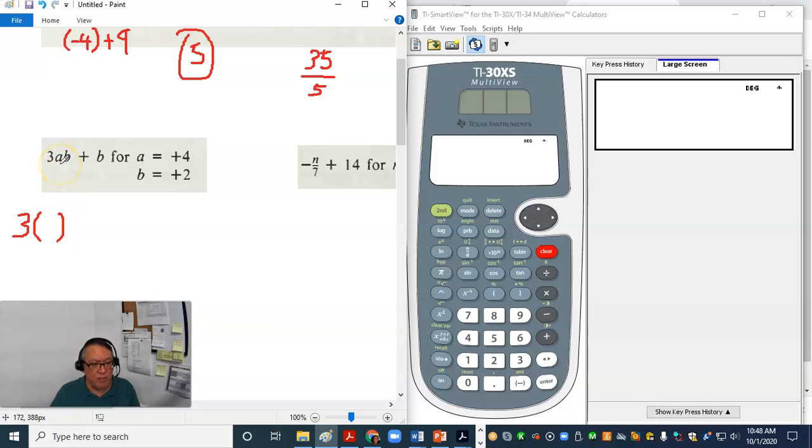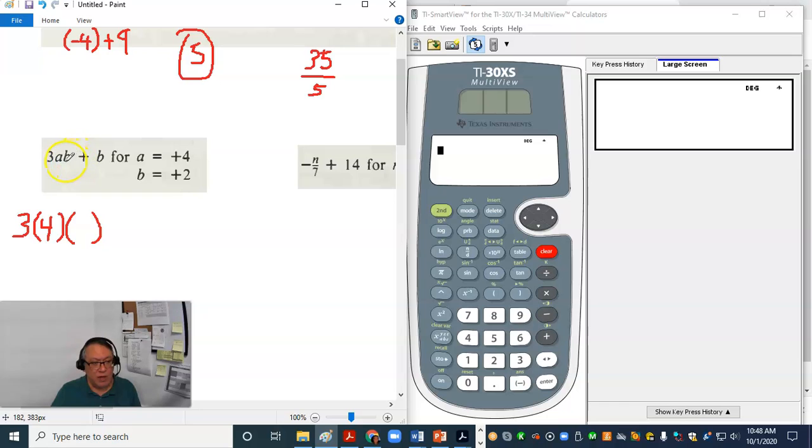And A, my first number that I want to put in, is a +4. I don't have to put the positive sign in, so I'm just going to put 4. I see a second letter, so I'm going to write a second house of parentheses. Sometimes I call parentheses houses.